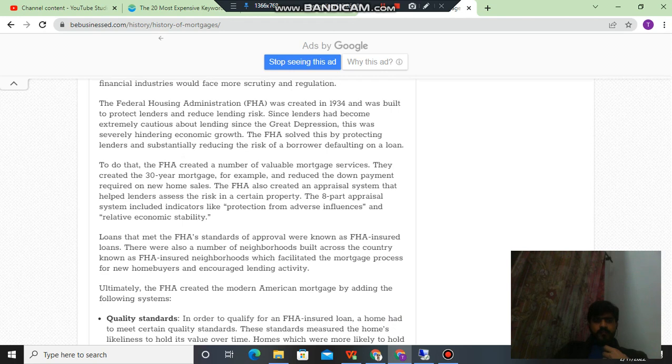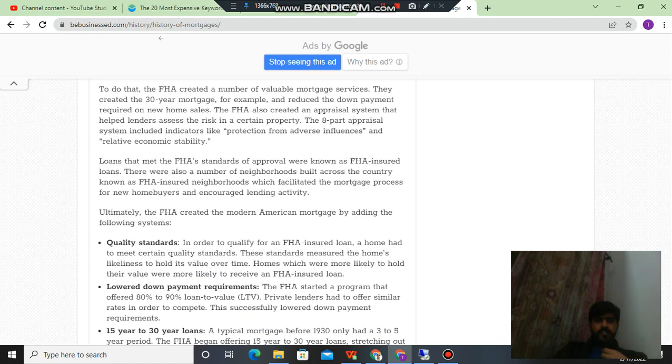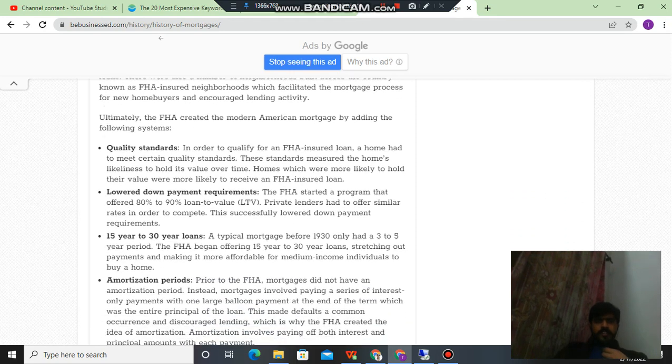Loans that met the FHA's standards of approval were known as FHA insured loans. There were also a number of neighborhoods built across the country known as FHA insured neighborhoods, which facilitated the mortgage process for new home buyers and encouraged lending activity. Ultimately, the FHA created the modern American mortgage by adding the following systems: quality standards.